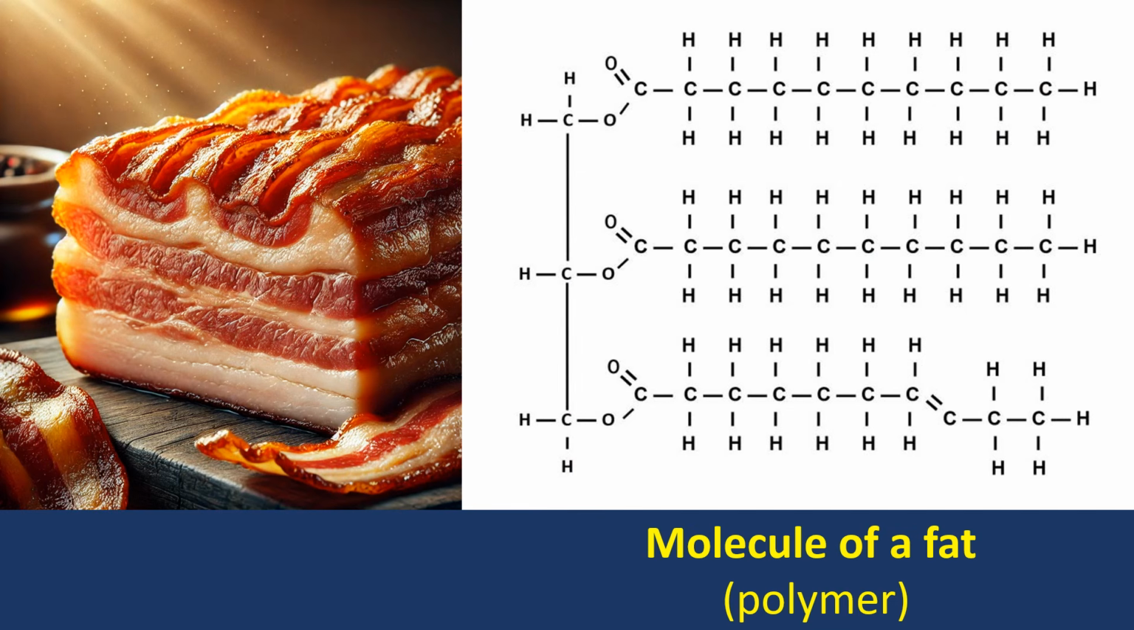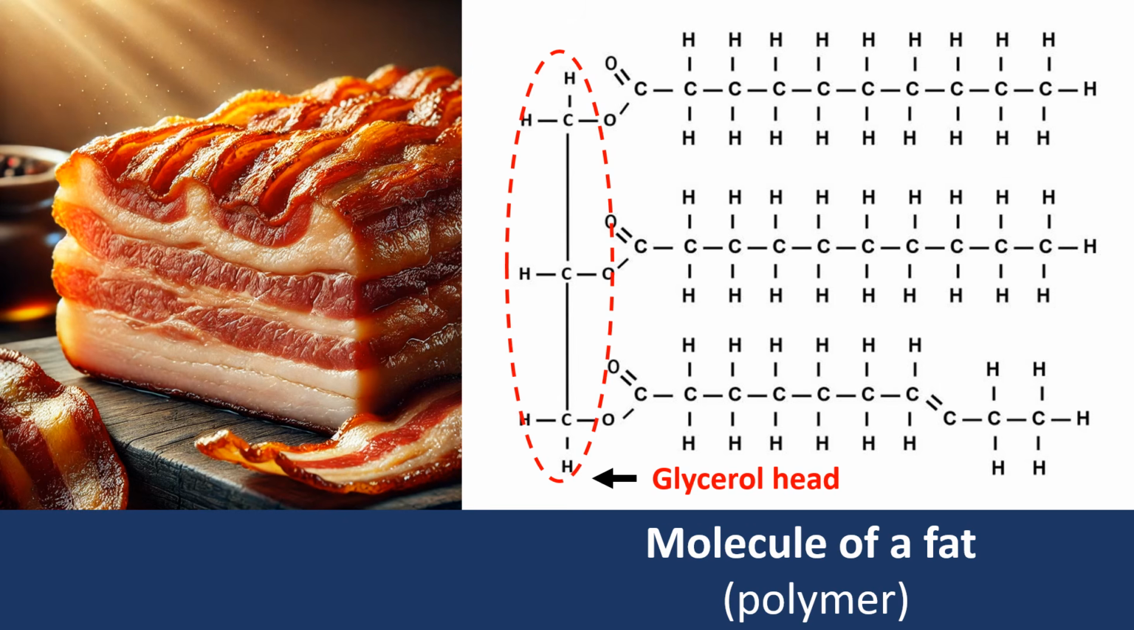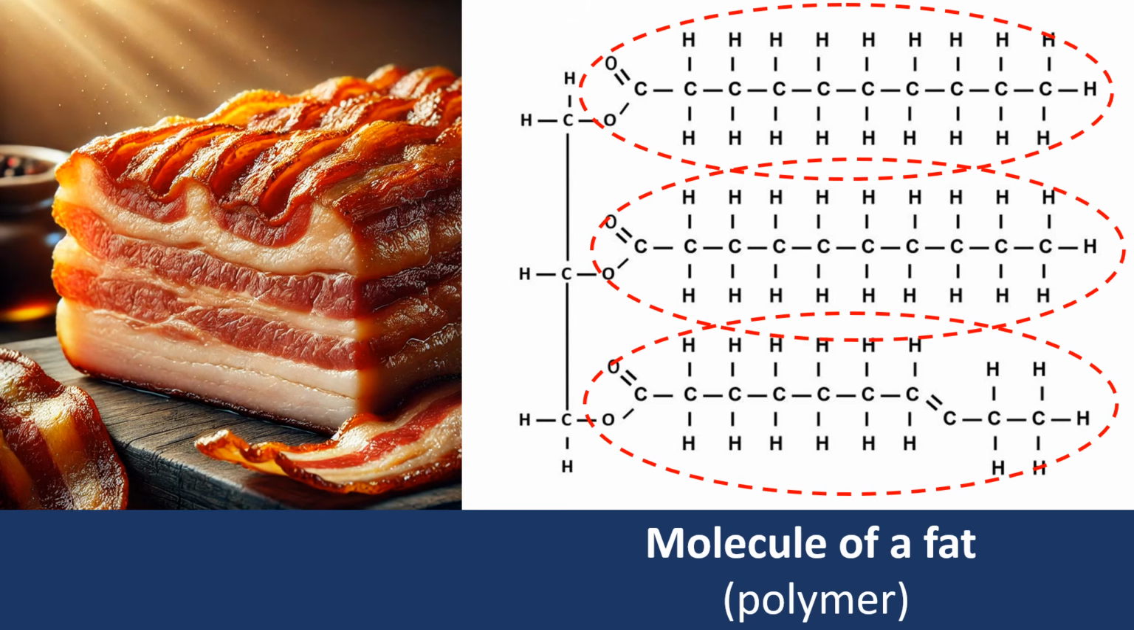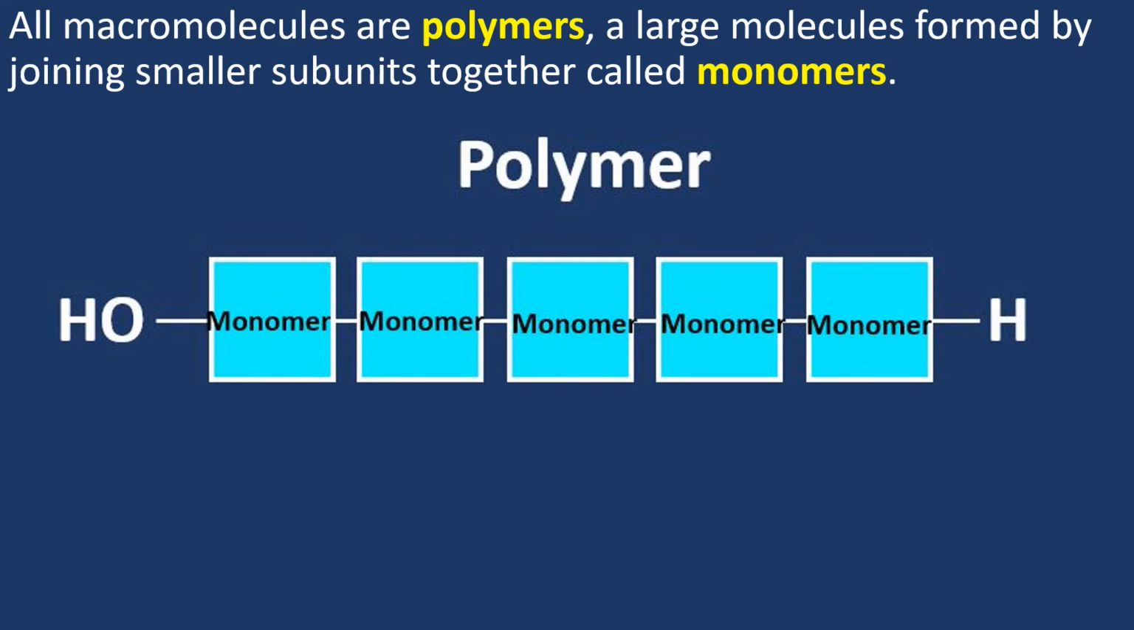In this image, we see the structure of a fat molecule called triglyceride. It has a glycerol head and three fatty acid tails. We'll discuss fatty acids later in this lecture. Okay, once again, all macromolecules are polymers, large molecules formed by joining smaller subunits together called monomers.